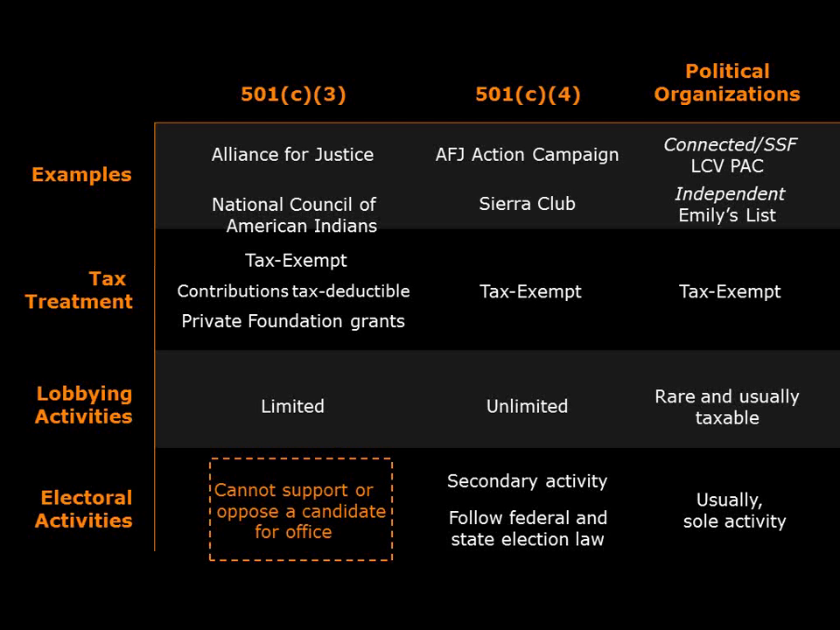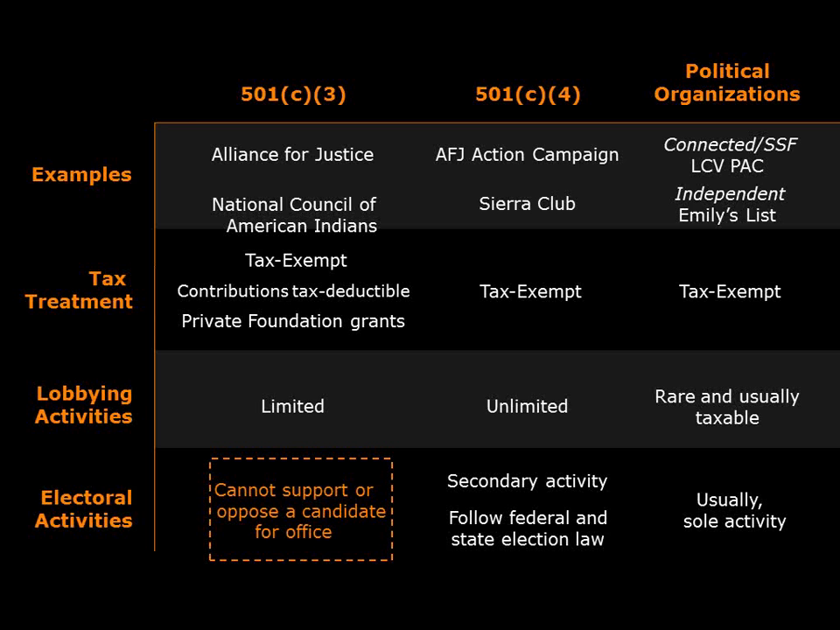501c4 organizations in the next column are what are referred to as social welfare organizations. These organizations are also tax exempt. Usually they are issue-based organizations. These are organizations like the Sierra Club, the Human Rights Campaign, and the Alliance for Justice Action Campaign, which is our affiliated C4.